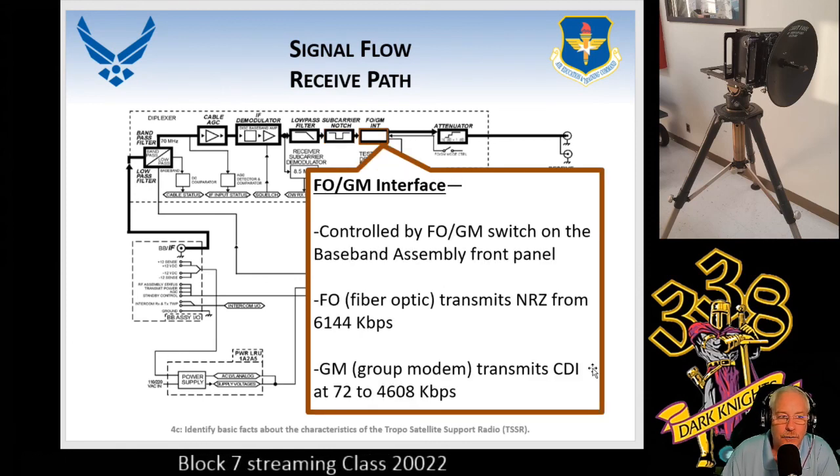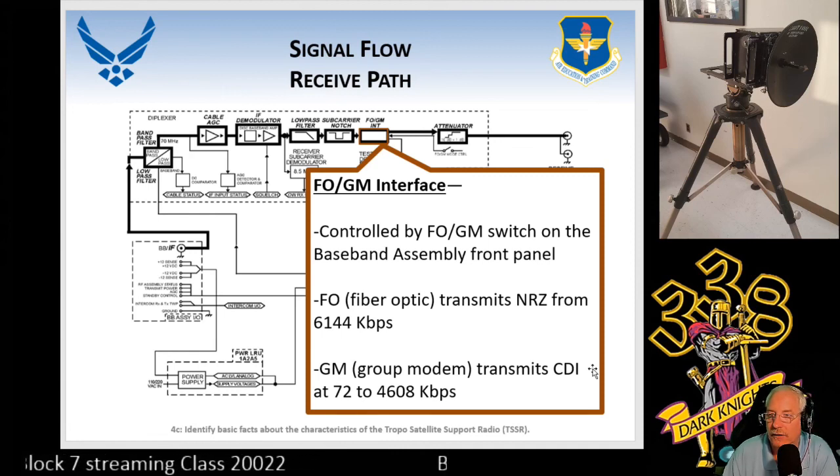We're going to go through a switch called FO/GM. This is on your baseband assembly. It is a knob. If it's fiber optics, oh gee, look, it says NRZ. Wonder why it doesn't say pseudo. Could be what I told you earlier this morning. Or GM, which is a CDI.